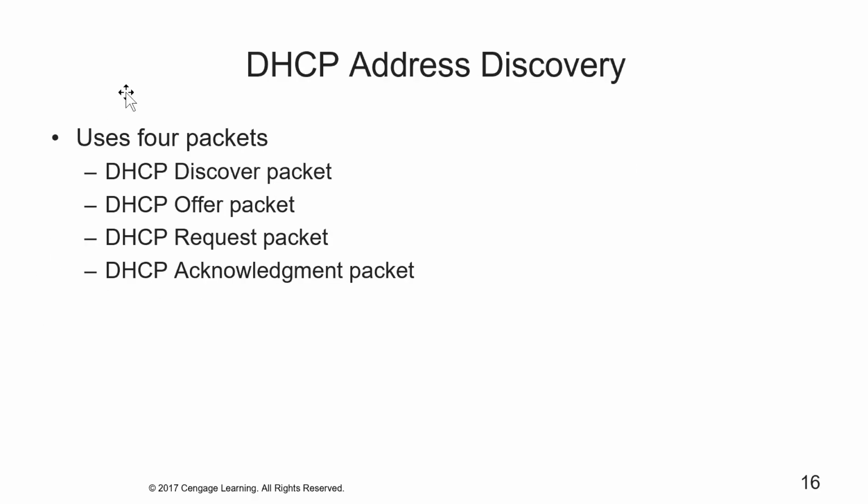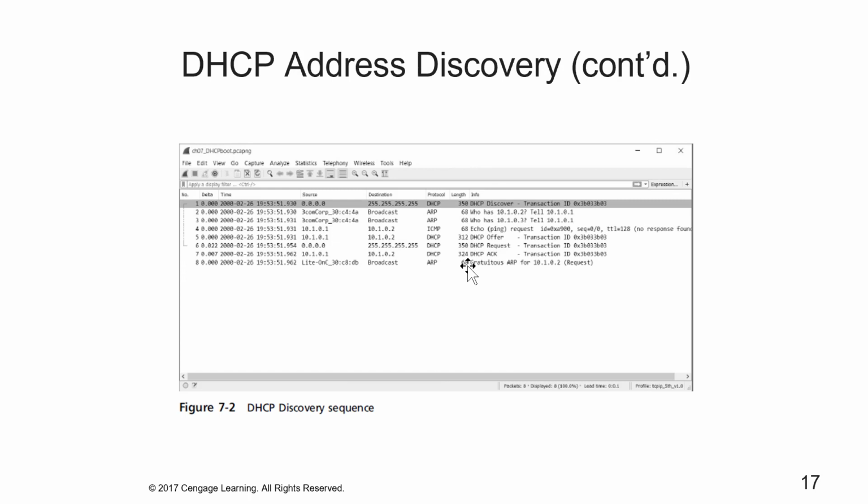So DHCP address discovery uses 4 different packets: the DHCP discover packet, the offer packet, the request packet, and the acknowledgment packet. When a DHCP client boots up, it performs a standard address discovery, or SAD, to enable it to communicate on the network. After discovery completes successfully, the DHCP client tests its IP address using a duplicate IP address ARP broadcast, or gratuitous ARP. So here is a capture of the DHCP discovery sequence.